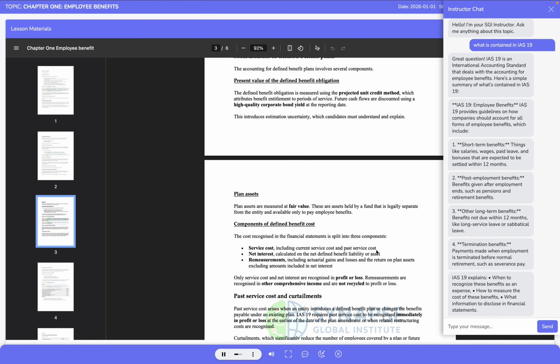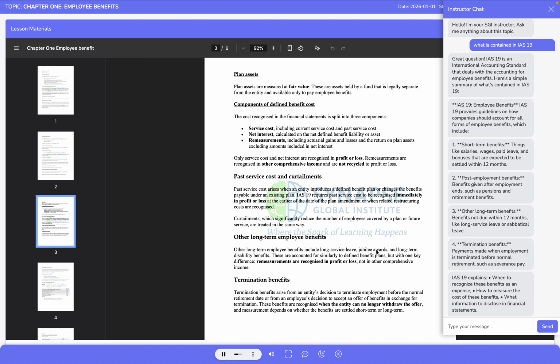The cost of a defined benefit plan recognized in the financial statements is split into 3 components. The first is service cost, which includes current service cost arising from employee service in the current period and any past service cost arising from plan amendments or curtailments. The second component is net interest, calculated by applying the discount rate to the net defined benefit liability, or asset, at the start of the period. The third component is remeasurements, which include actuarial gains and losses on the obligation and the return on plan assets excluding amounts included in net interest.